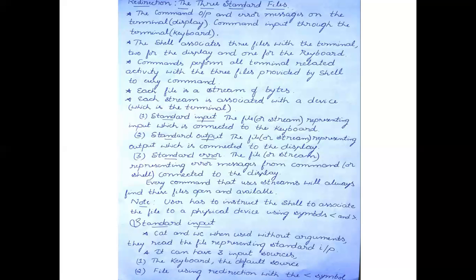Next, standard error. This is the file representing error messages from the command, which will be connected to the display. All the error messages you are getting from the command will be given to the standard error file. Your standard error file will redirect the error messages to the display, which is nothing but the terminal.